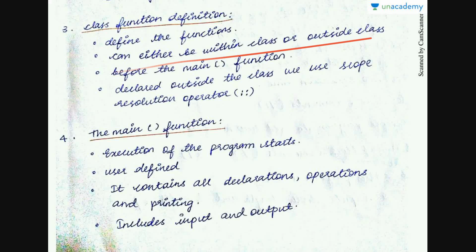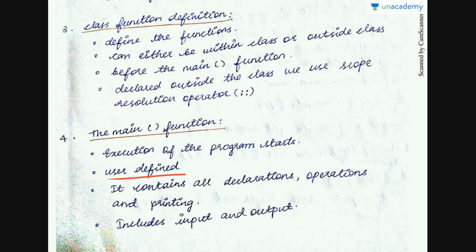Now next, what is a main function? Main function is the fourth part, and it is where the execution of the program starts from. Till now the class declaration, definition, and the preprocessor directive are not executed, but the main function will have something to be executed, and it is user defined.